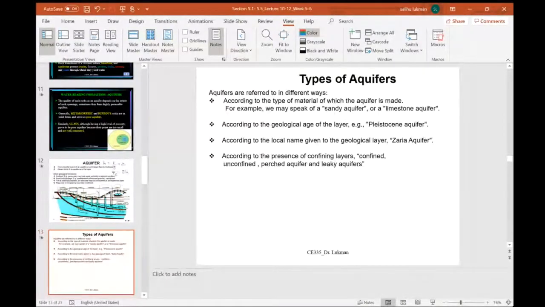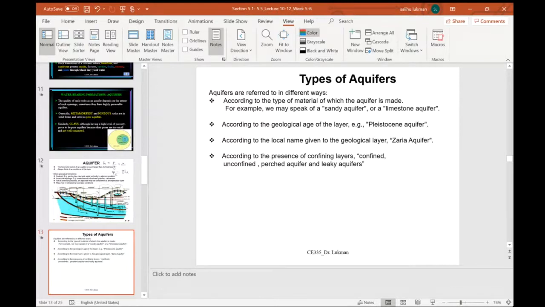And we can define an aquifer according to the local name given to the geologic layer. For instance, we can call it the Zaria Aquifer. Zaria is a town, my hometown. We have the Mam Aquifer, the Maruduma Aquifer, the Riyadh Aquifer. So we have a lot of aquifers named after different towns here in Saudi Arabia.